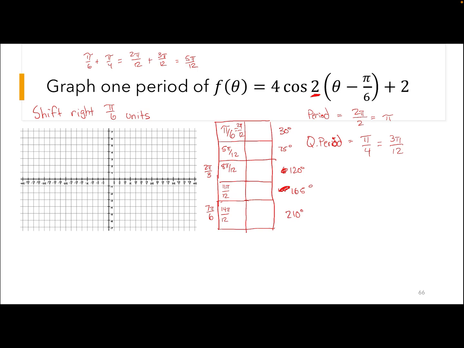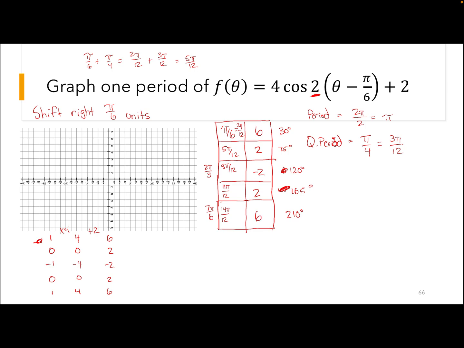So let's see if we plot our point. Cosine goes from positive 1 down to 0, down to negative 1, back to 0, back to 1. So the first thing we need to do is multiply those values by 4. So we get 4, 0, negative 4, 0, and 4. Then we add 2, and so we would get 6, 2, negative 2, 2, and 6.